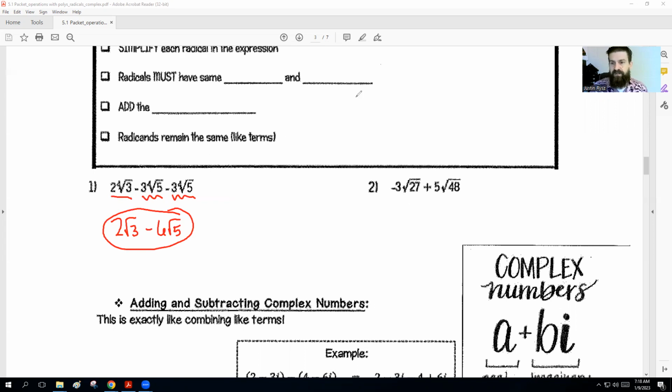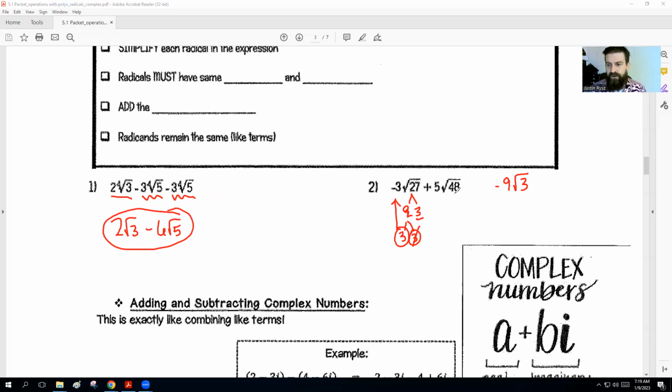For this next problem, you look at this and you think, okay, radical 27, radical 48, they're different, we're done. Not quite. We want to break them down. So let's break down 3 radical 27. 27 is 9 and 3, 3 and 3. We've got a pair of 3s. So this 3 can multiply by the -3 on the outside. That becomes -9, and then we have this 3 left over.